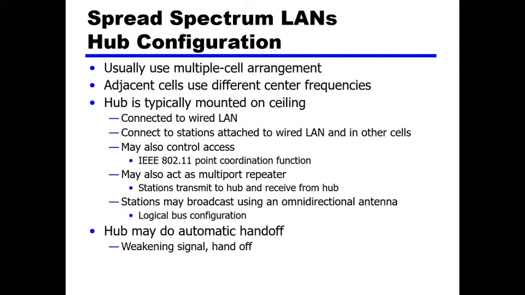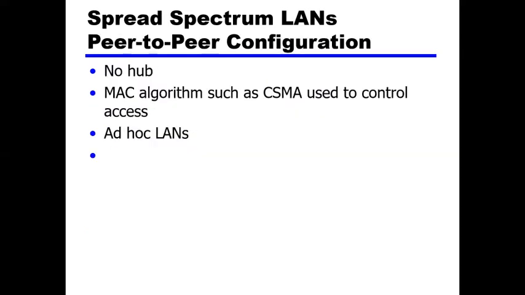IEEE 802.11 point coordination may also use the multi-port repeater. Station transmit to the hub and receive from the hub. Then station may broadcast using the omnidirectional antenna. That is logical bus configuration. Hub may use the automatic handoff, like weakening signal or handoff.